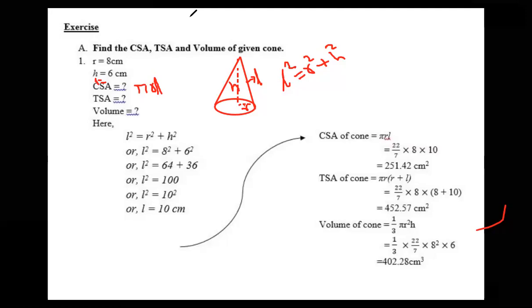Any problem? No, sir. Okay. So in this way we will get the value of L. Suppose instead of L, if R is missing, then also use the same formula. If H is missing, then also use the same formula.